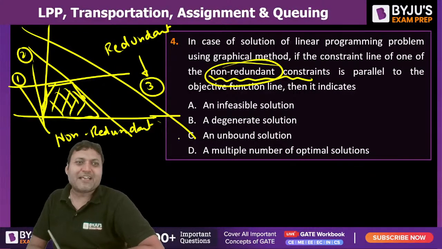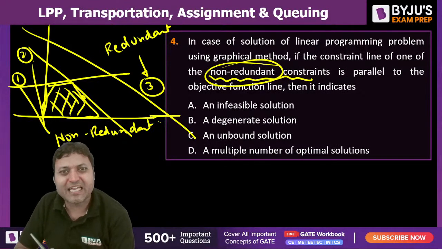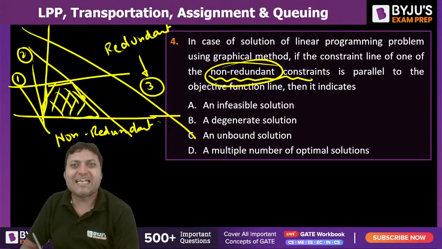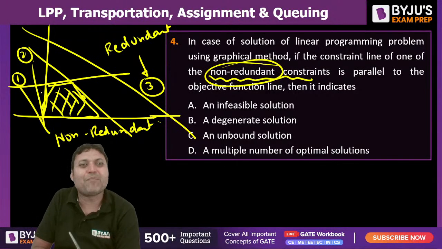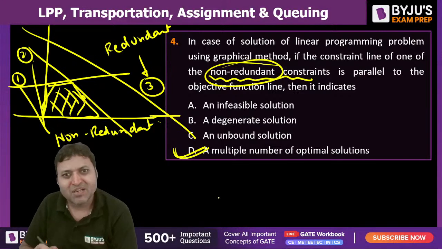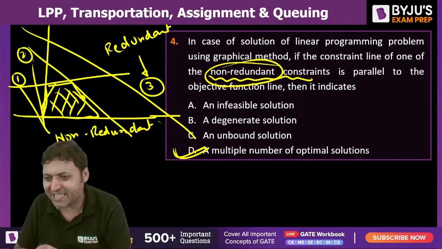So if the objective function is parallel to one of the non-redundant constraints, then it may imply multiple or alternate solutions. Option D is the right answer.